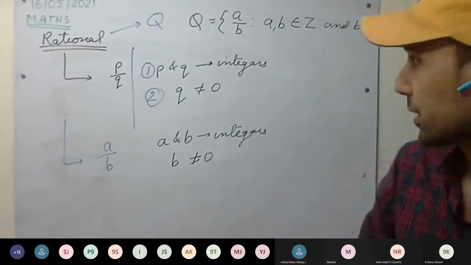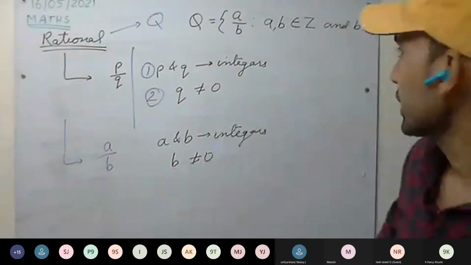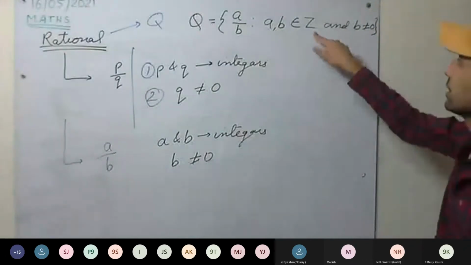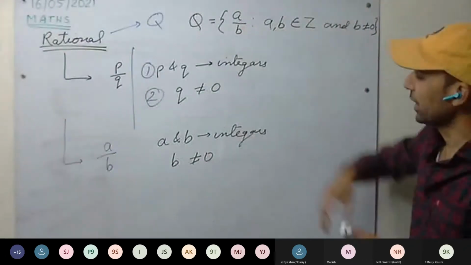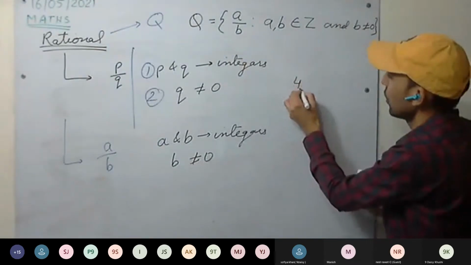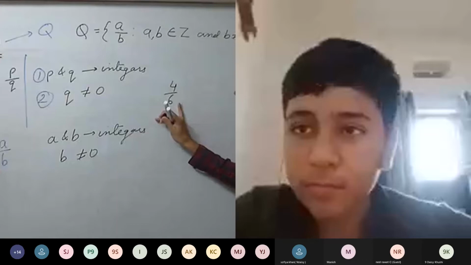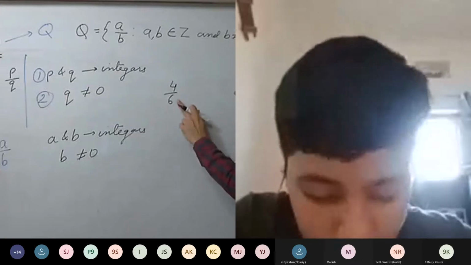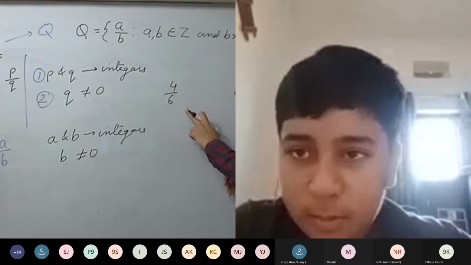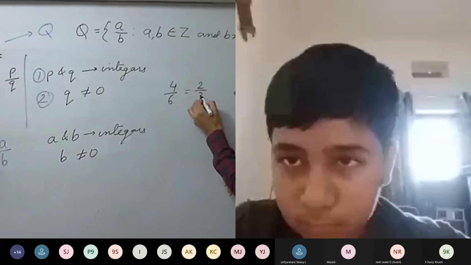Okay, now I'll be discussing page number 2. That is, first condition, B not equal to 0. A by B, where A, B belong to integers. Any rational number we can represent, for example, 4 by 6. So is it a rational number? Because it can be represented in the form of 4 by 6, whereas 6 is not equal to 0. It's a rational number, but we can simplify it. That is 2 by 3.